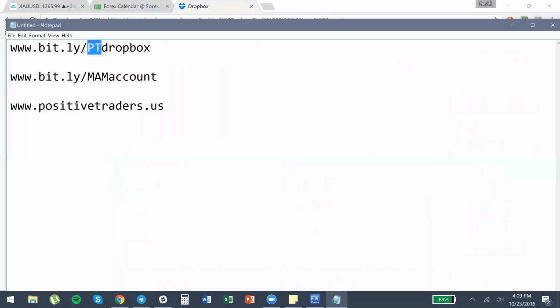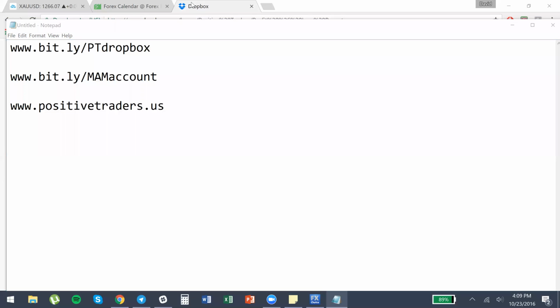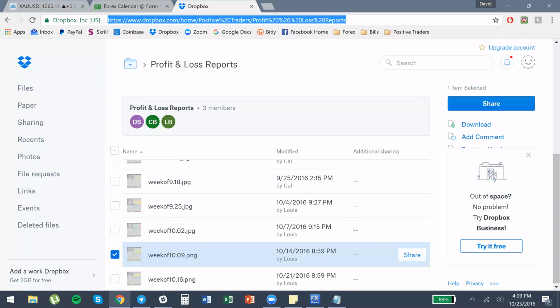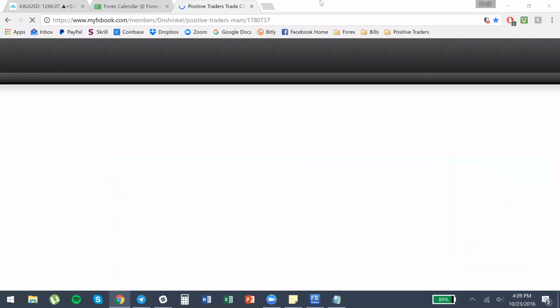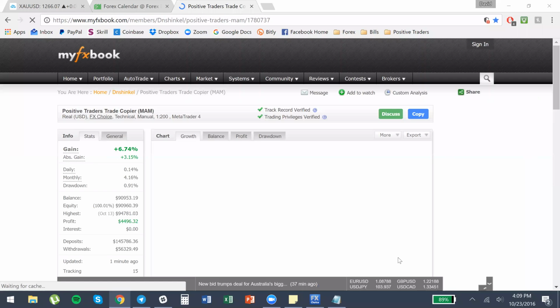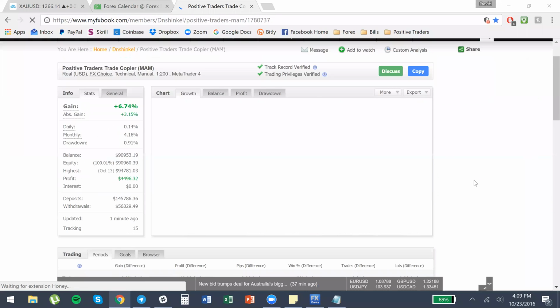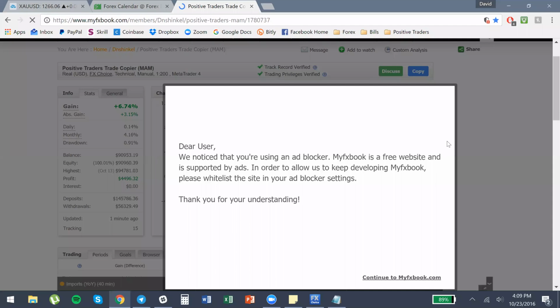Back to the notepad, we also have our MAM account, right? If you go and look at our MAM account, you can follow our progress. This is the trade copier. This is the account that I manage. There are over 120 clients in here. If you guys have any questions, you can message me about it. But this is currently it.